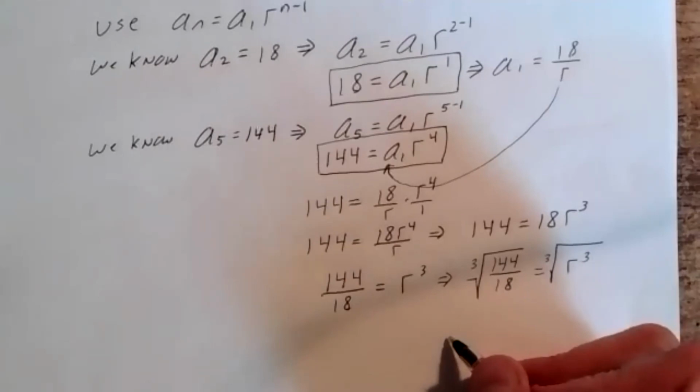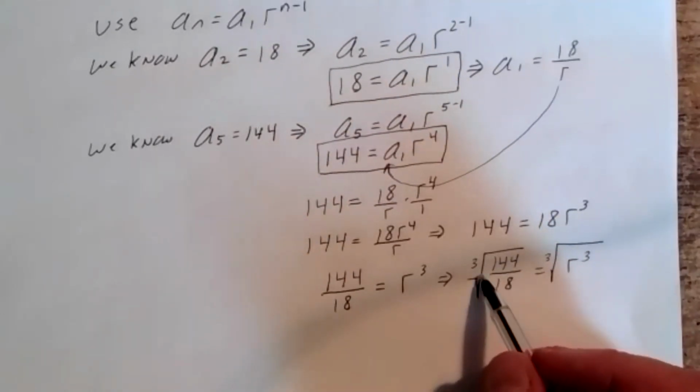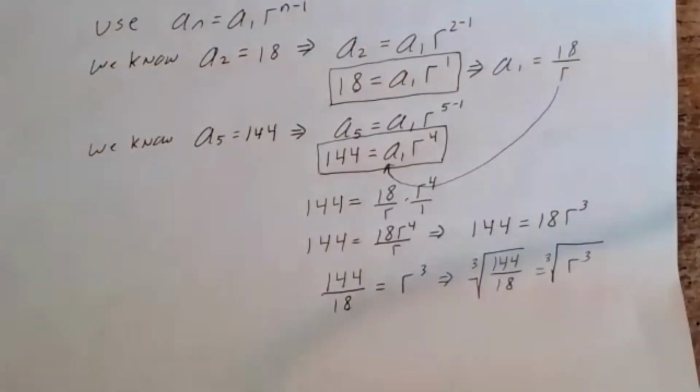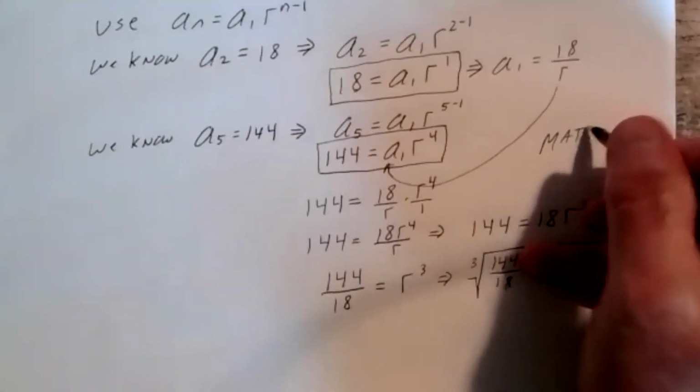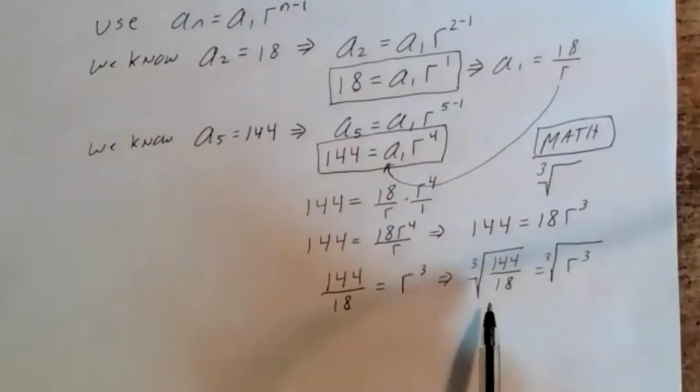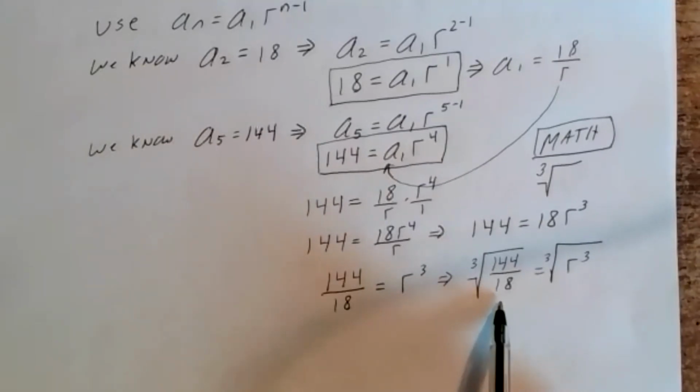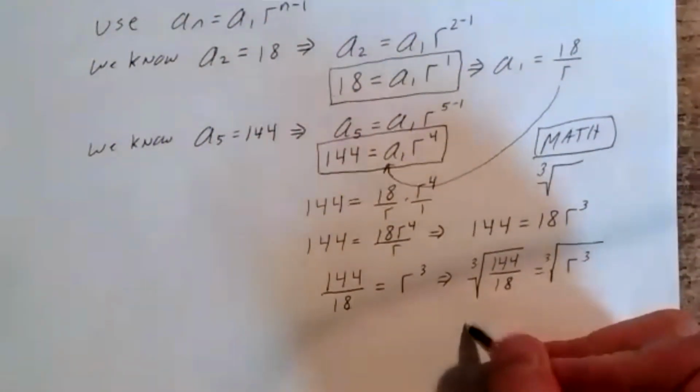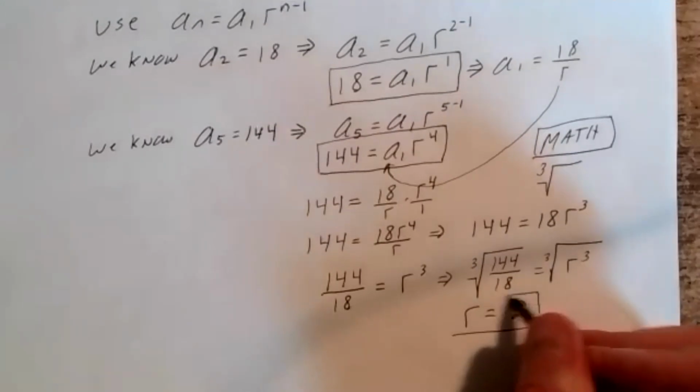Get on your calculator, ladies and gentlemen, hit your math button. Go down and grab the cubed root function. What is the cubed root of 144 over 18? What's the cubed root of 144 over 18? I got 2. All right, so the common ratio for this geometric sequence is 2.